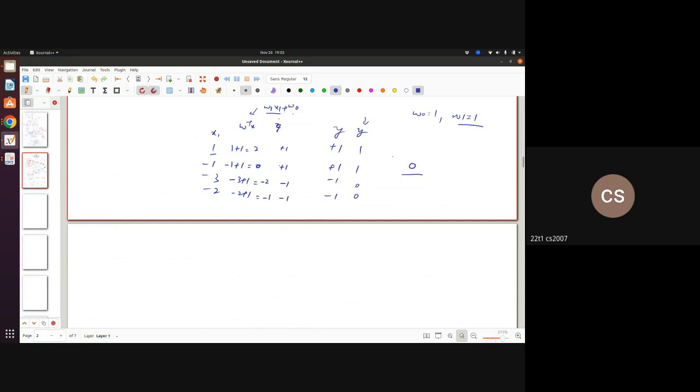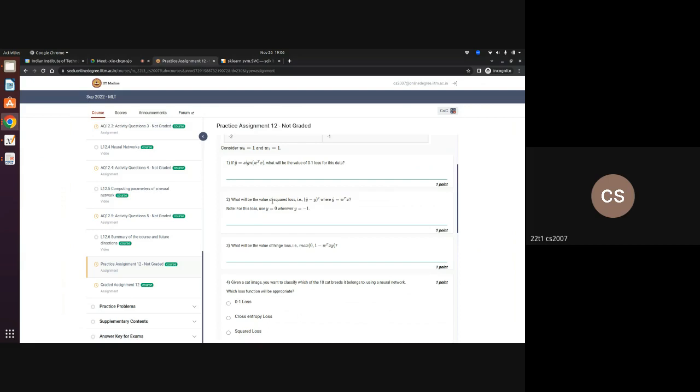So W transpose X minus Y, right? What will that be? W transpose X minus Y: 2 minus 1 and then square of that. 0 minus 1 square of that. Minus 2 minus 0, minus 1 minus 0, square, right? How much is this? 2 minus 1 is 1. 1 square, and this is 4, this is 1, right? Total will come out to be 7. So this is the squared loss for the same data.